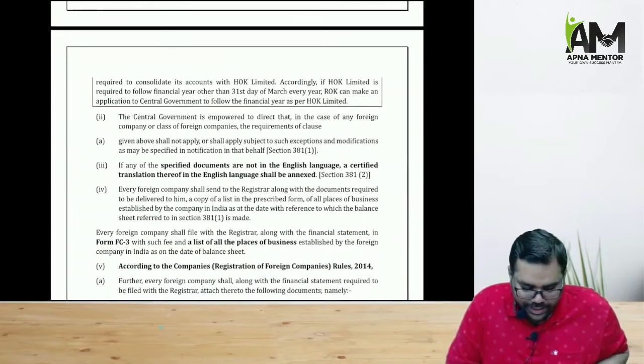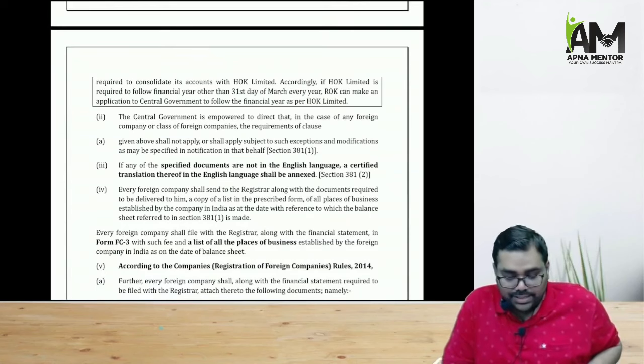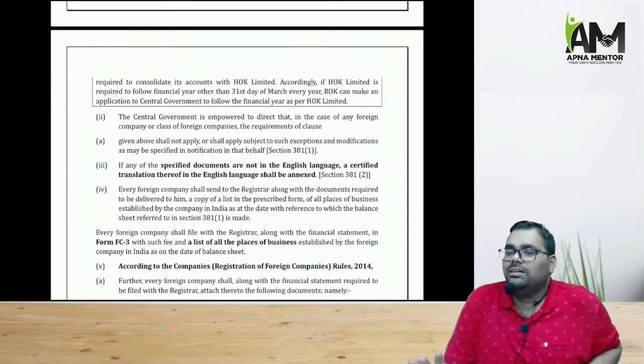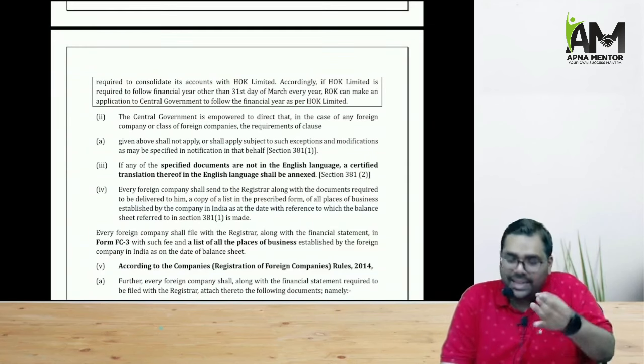The central government has the power to direct that the requirement of the clause given above shall not apply to the foreign company.